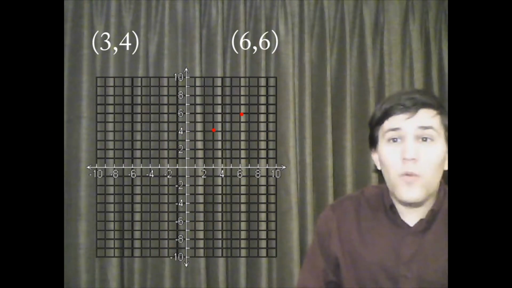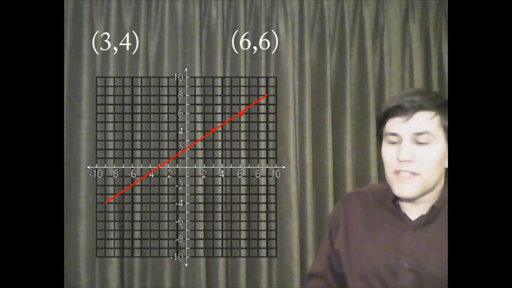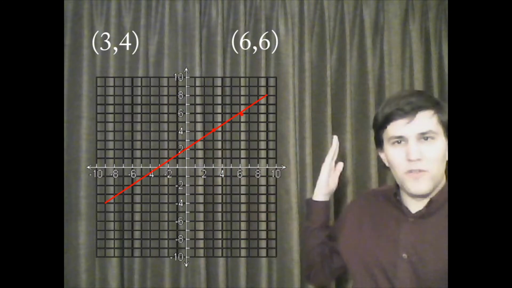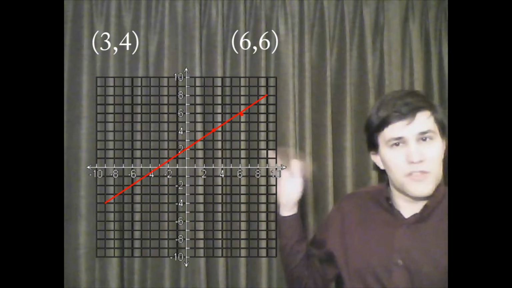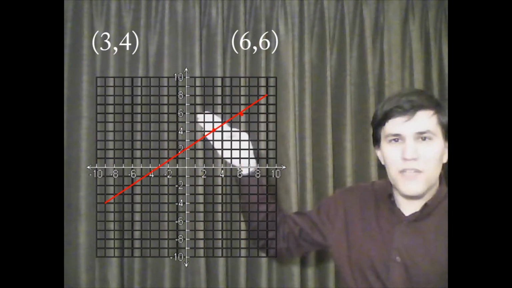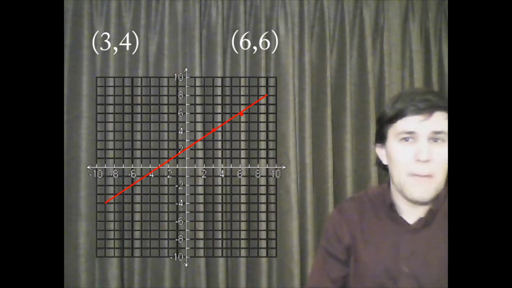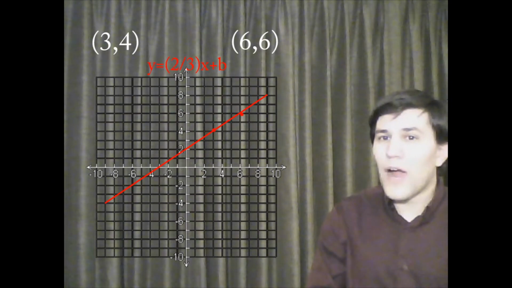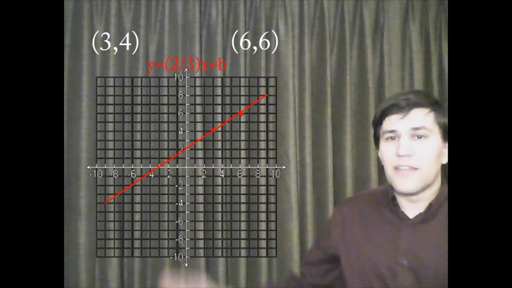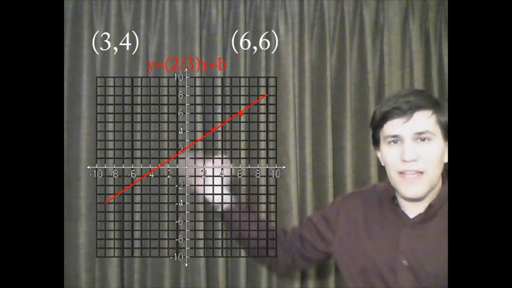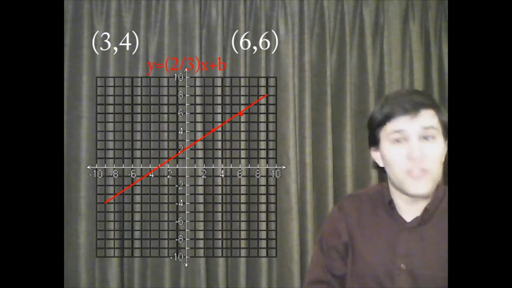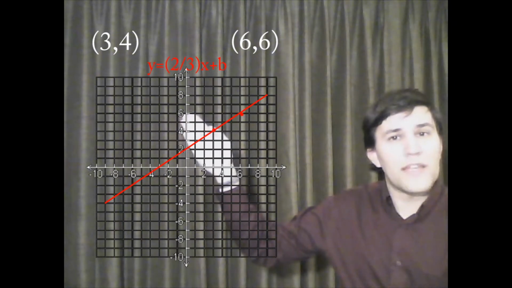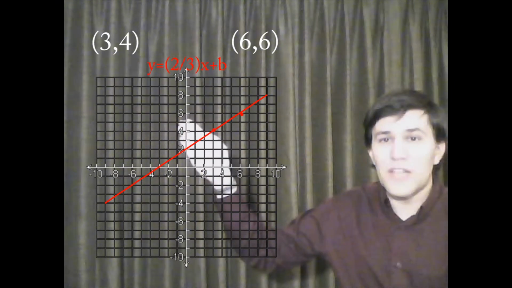Alright, so once we put that line in, we're going to see that the slope, we go up 2 and over 3. So our slope is 2/3. So y equals 2/3 x plus b. We've got to find what b is. So we're going to look for our y-intercept. In this case, we trace our graph back, and we see that our y-intercept is at 2. So our final form of the equation is y equals 2/3 x plus 2.